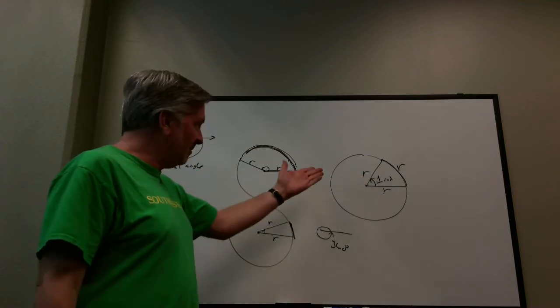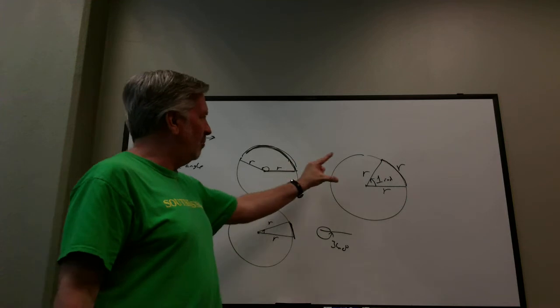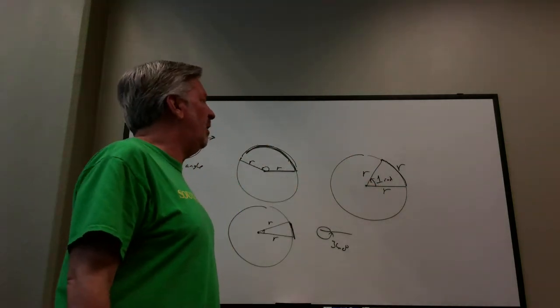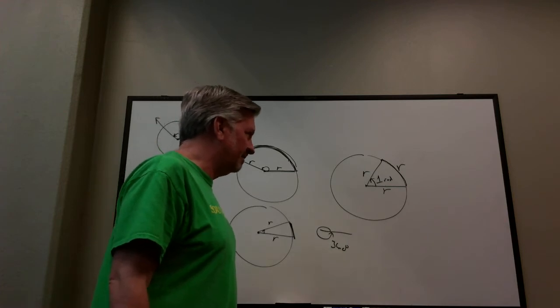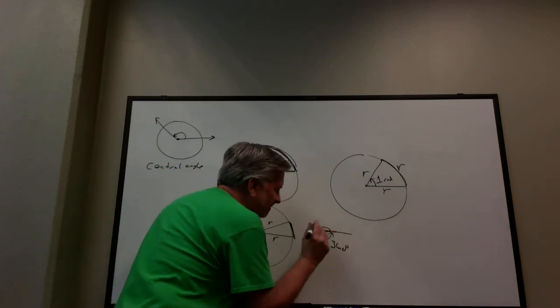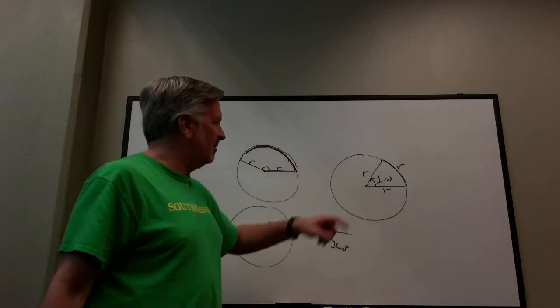So get that in your head: 1 radian is that much. Obviously 1 radian is a lot bigger than 1 degree, because 1 degree I can't even draw. It's too tiny. But 1 radian looks about like that.